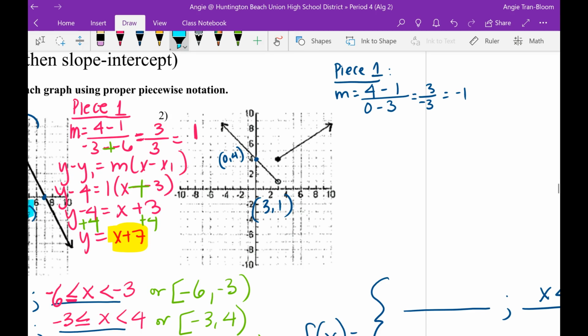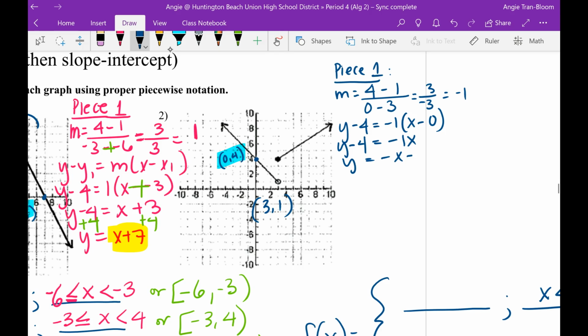Once you have the slope, pick a point to use. Which point do you like to use for our line? 0, 4. Okay, so that's our point. Here we go. y minus 4 equals the slope, which is negative 1, times x minus 0. By the way, x minus 0 is just simply x. Let's distribute. y minus 4 equals negative 1x. What do you do next? Add a 4. So y equals negative x plus 4.